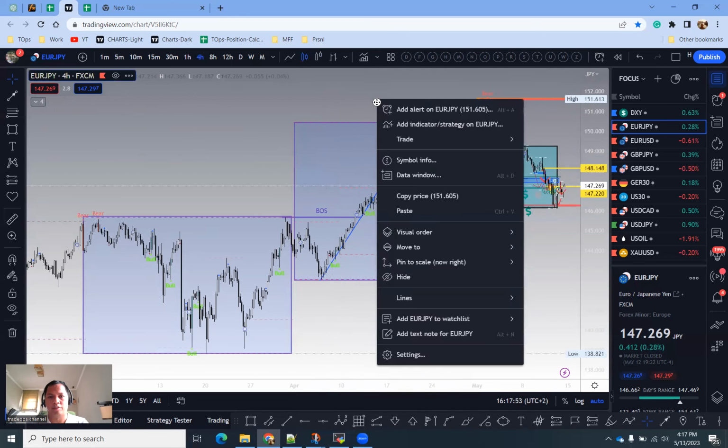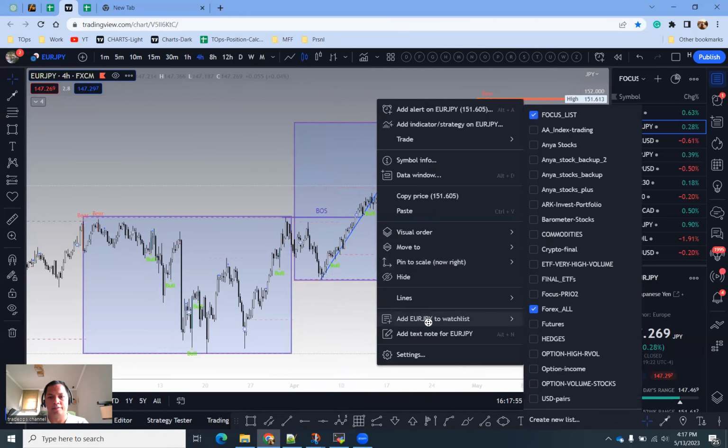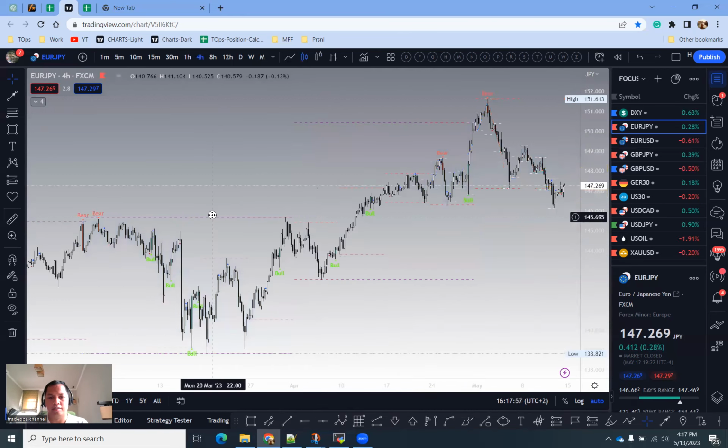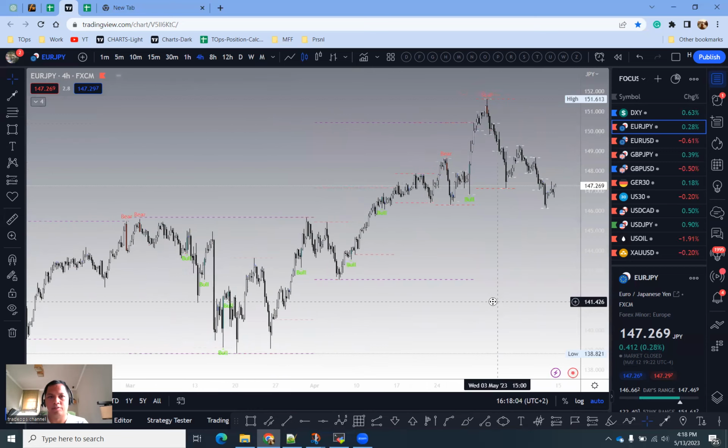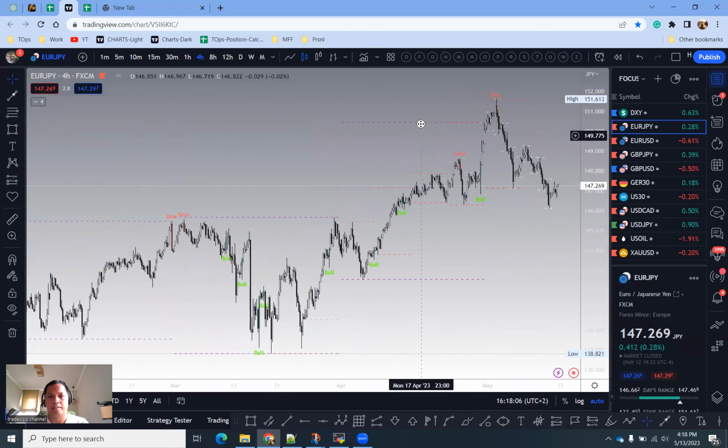So market structure ay delete muna natin lahat. Actually, ipinakita ko to sa previous video ko. But ulitin natin para mas klaro. So sa 4 hours, kailangan makita mo yung last 3 months. So last 3 months, ito 1, 2, 3. And it's indicated by the purple high and lows, right?